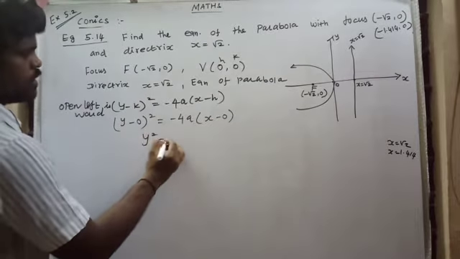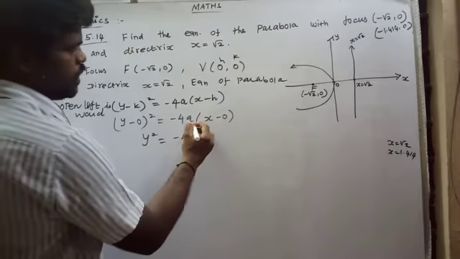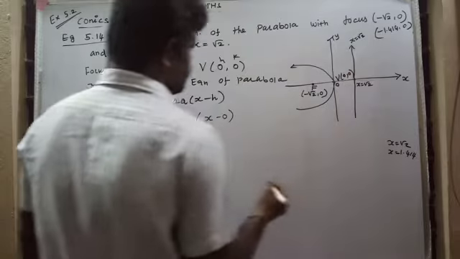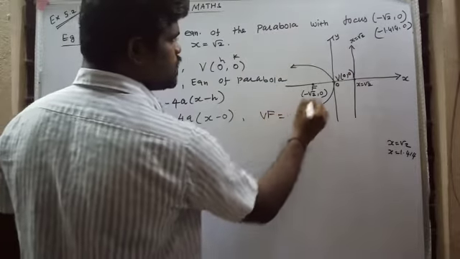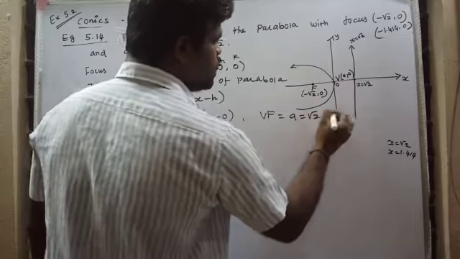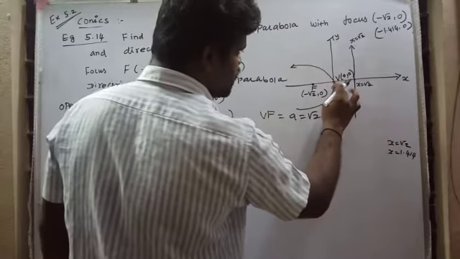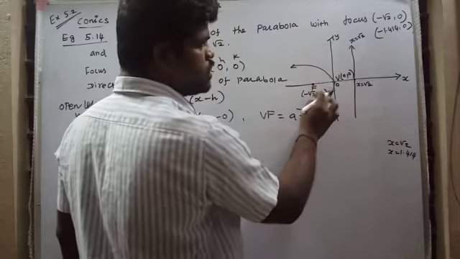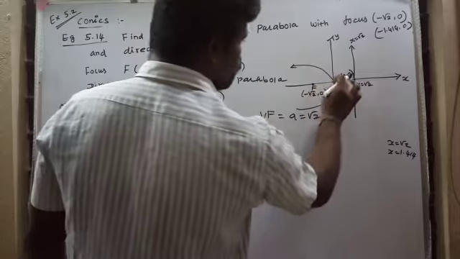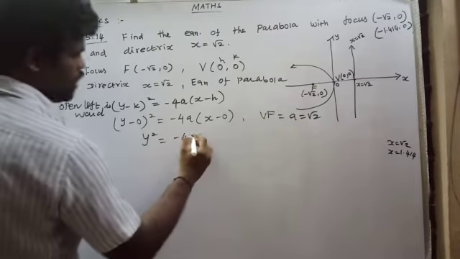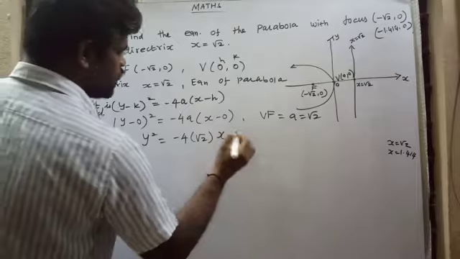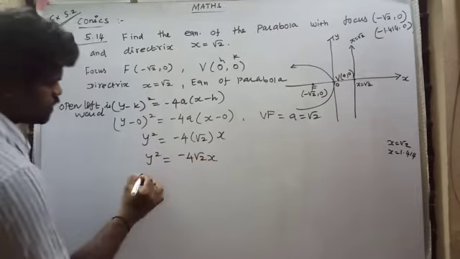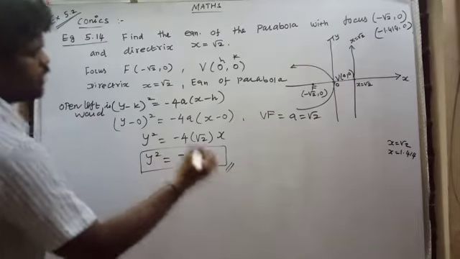Therefore y² = −4a x. Here we want to find the value of a. This is the vertex (0, 0), and the vertex-to-focus distance is called a. Here a must be root 2, because the distance between (0, 0) and (−√2, 0) is root 2; we take only the positive value. So VF is root 2. Here it is 4 into root 2 into x. Therefore the equation is y² = −4√2 x. This is the required equation of the parabola.